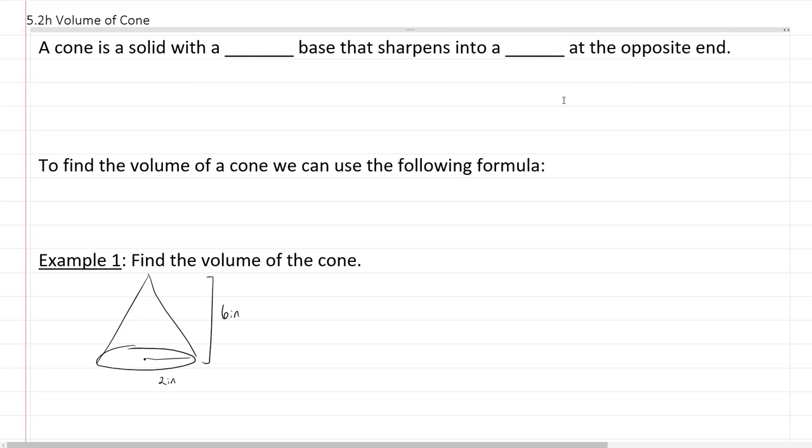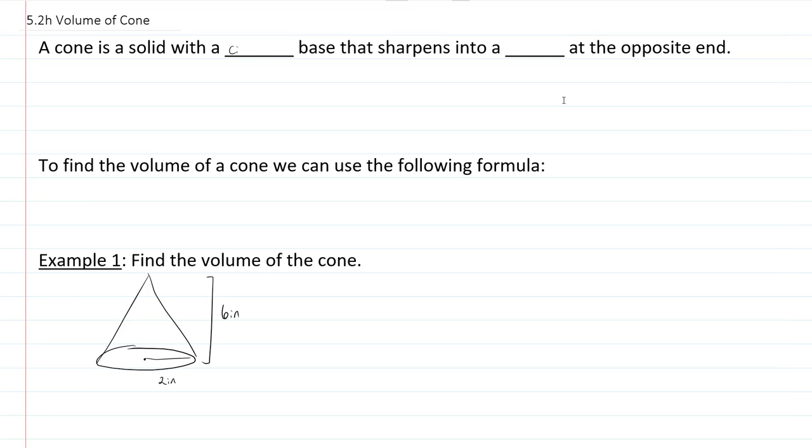5.2h, volume of a cone. A cone is a solid with a circular base that sharpens into a point at the opposite end. To find the volume of a cone, we use the following formula. Volume equals pi r squared times the height over 3.